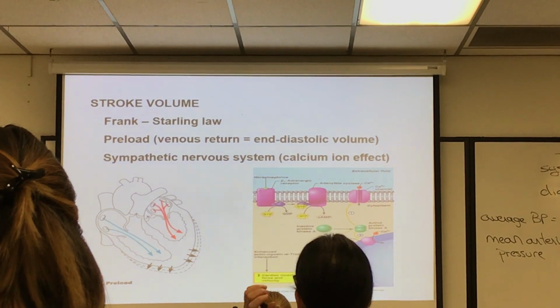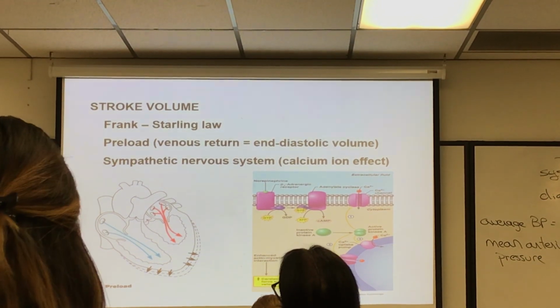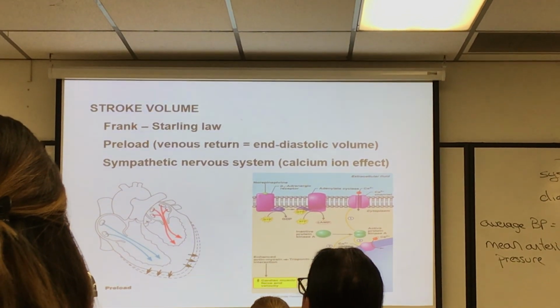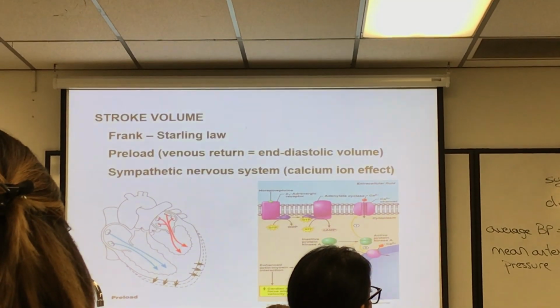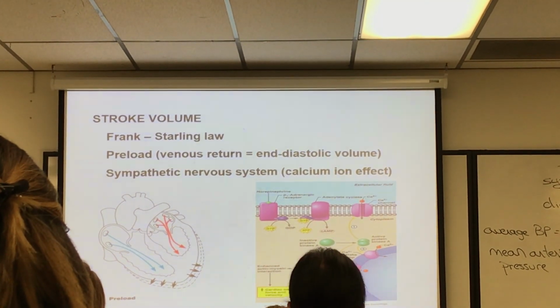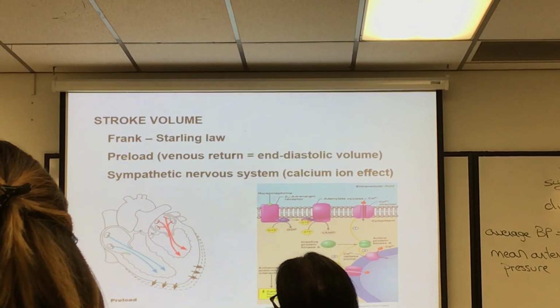So heart rate is going to change, affect cardiac output. So is stroke volume. Those are the two factors that we see with cardiac output. And we had three factors affecting cardiac output. We had preload, and we had contractility, and we had afterload.